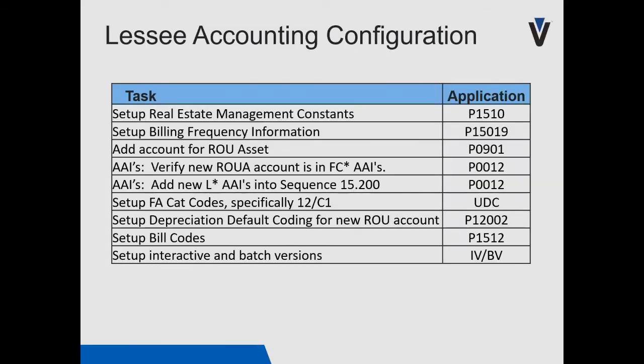Configuration, a lot like fixed assets, it's pretty small. So there's constants, some billing frequency information, adding an account or two, making sure those are in fixed assets, adding some AAIs for lessee, and making sure you have those pieces inside fixed assets, depreciation coding, and a new major accounting class to basically designate leases. And then the bill codes, which is usually just one for the lease, the schedule itself, and then interactive and batch versions.